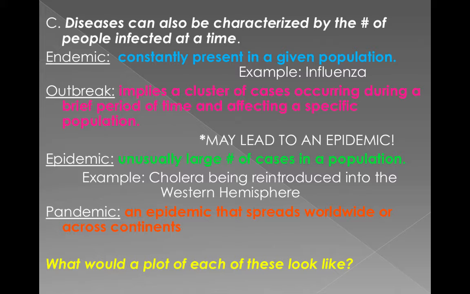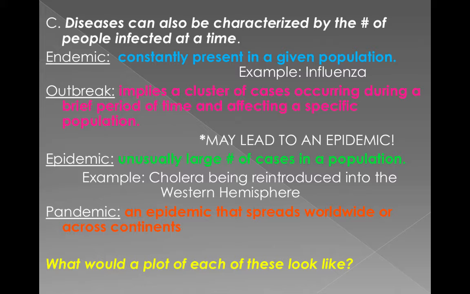As you graphed those two lines comparing the number of people sick and the number of people immune for the 2-day disease, I wanted you to look at the number of cases. If the epidemic level for our class was 25%, then as soon as we went above that, we were considered an unusually large number of cases of people that had the 2-day disease. Another example is cholera actually being reintroduced into the Western Hemisphere.